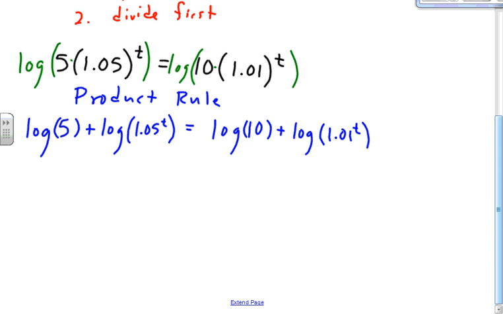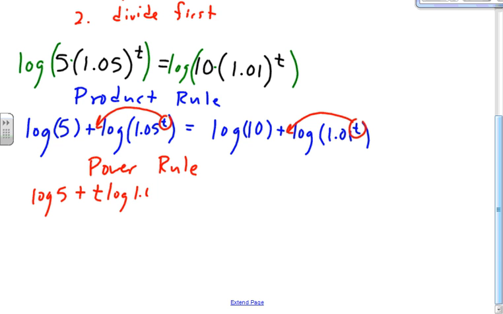Okay, so you can see that we've broken apart these pieces just a little bit. Now we have to go ahead and move all of our t's to the same side. We can do this in two ways. The first way, and probably the easiest way, is to use our power rule to bring both of those t's down out of the exponent. So that would give us log of 5 plus t log of 1.05 equals log of 10 plus t times log of 1.01.